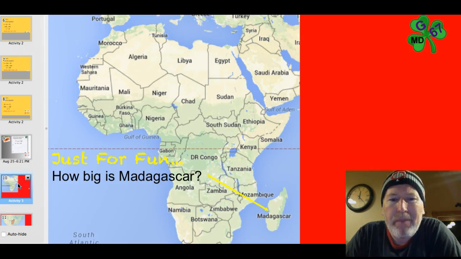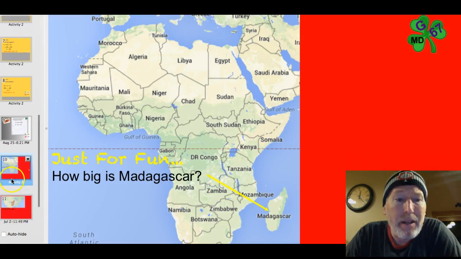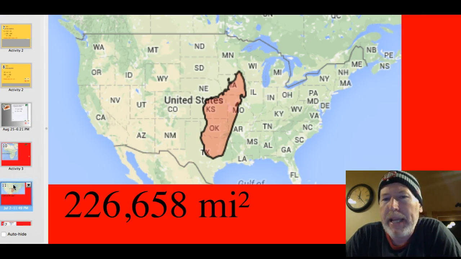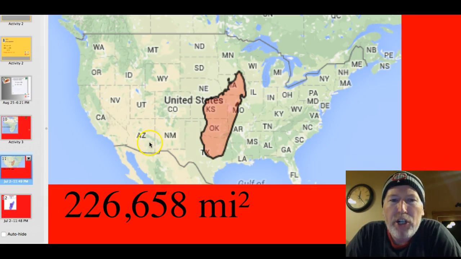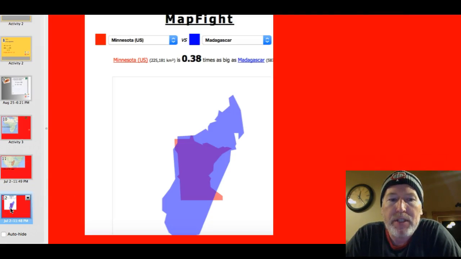Trivia question. How big is Madagascar? It's big. Look at it when you lay it on the top of the United States. It's huge. 226,658 miles squared. It's kind of hard to judge here, but watch when I overlay it on Minnesota. Yikes. Minnesota is only 0.38 the size. I mean, Madagascar is nearly 3 times the size of Minnesota.